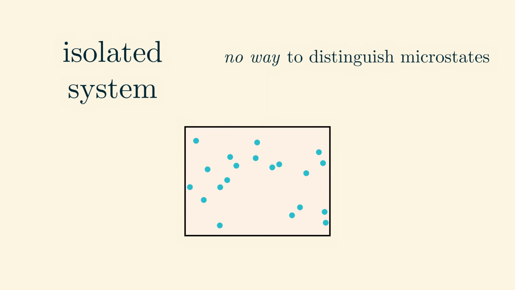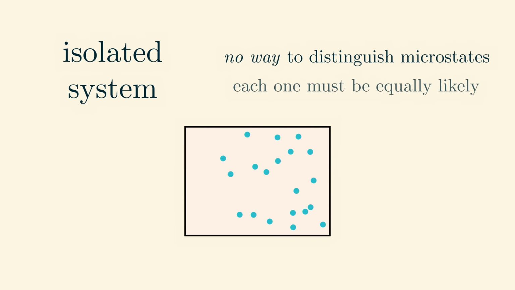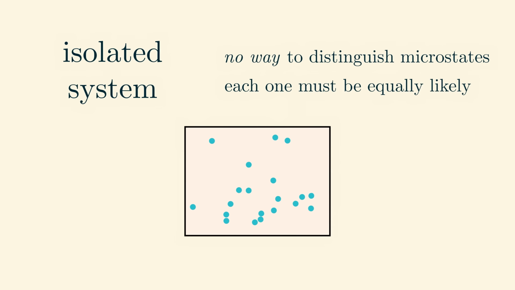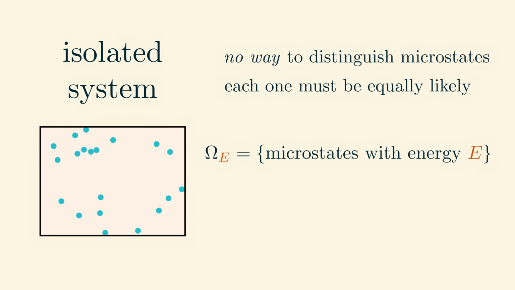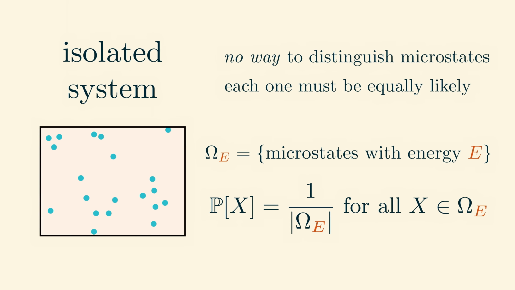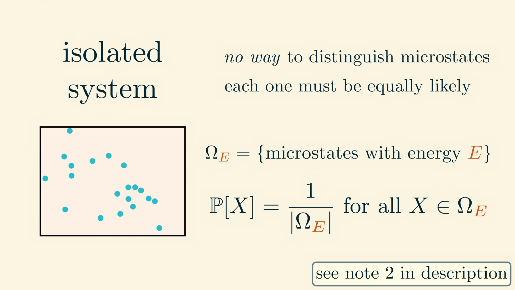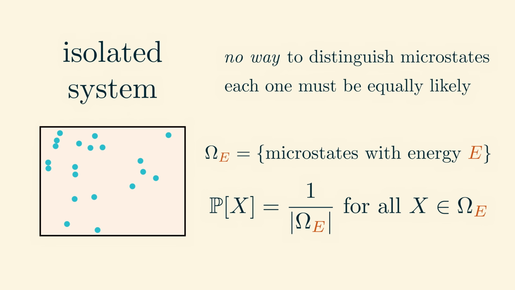In this situation, the only reasonable probability distribution on the microstates is the one where every possible microstate is equally likely. In other words, if the collection of microstates of an isolated system at fixed energy level E is called omega E, then each possible microstate will be chosen with probability 1 over the size of omega E, because all of the probabilities need to add up to 1. This fact, that in an isolated system at fixed energy E, all microstates are equally likely, will come up a few more times during our derivation of the Boltzmann law, so keep this in mind.